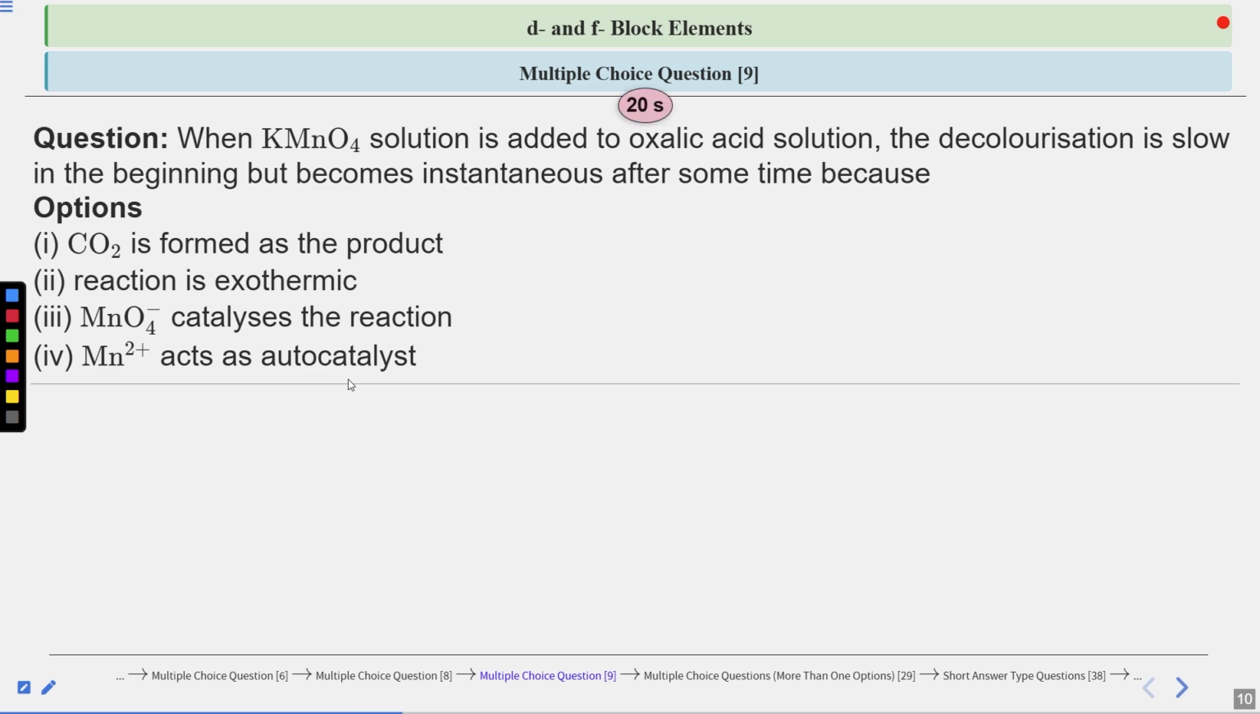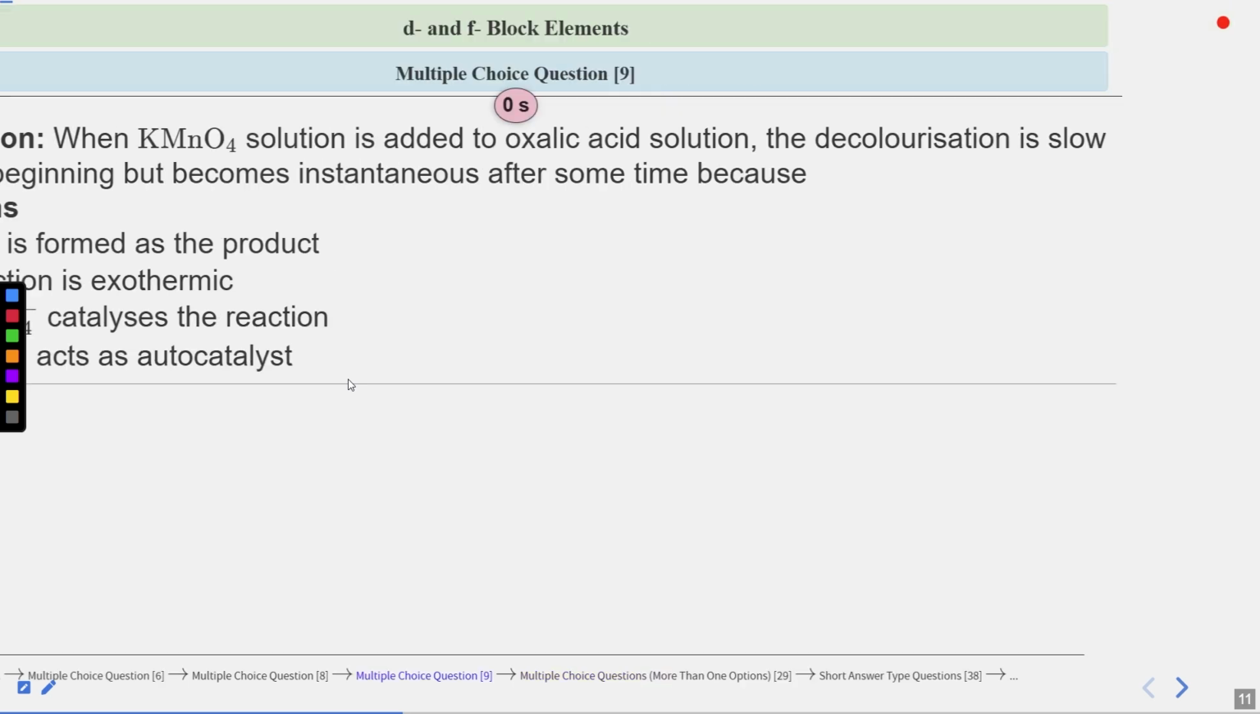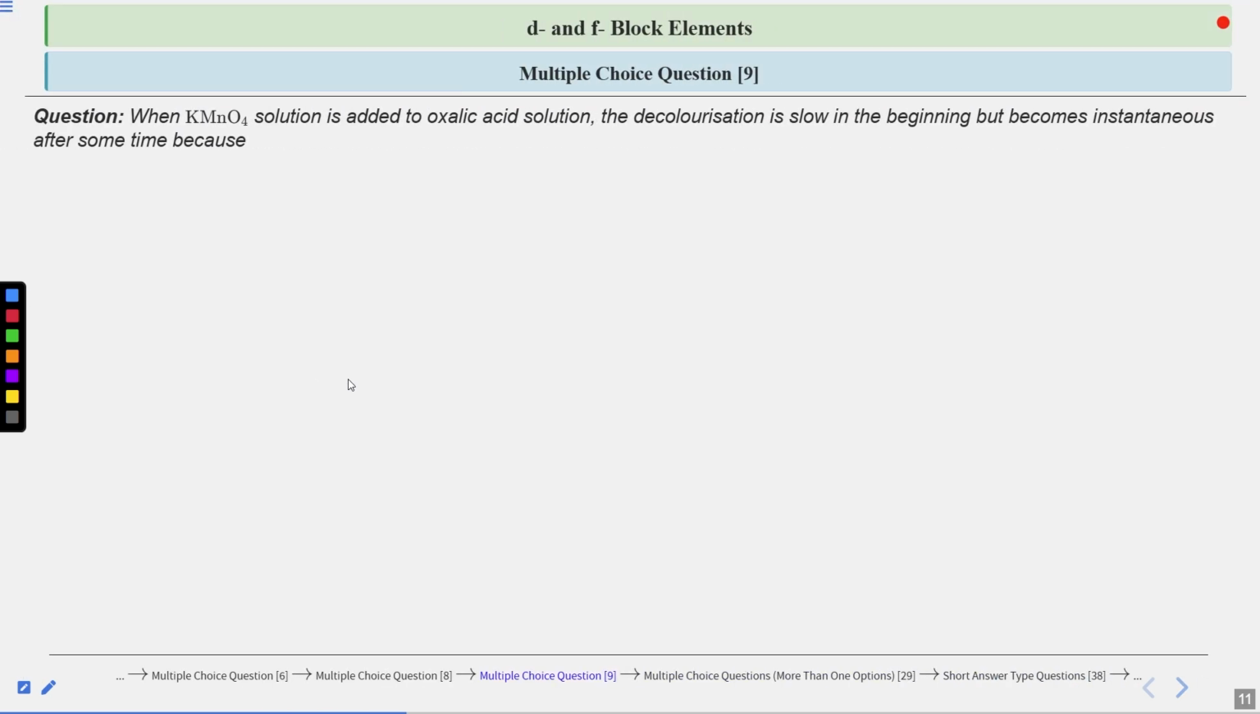So I have given you some time, try to solve this, and then we will see the correct answer. Okay, let's see. For this question, the correct answer is option 4. That is, manganese in the +2 charge acts as auto catalyst.